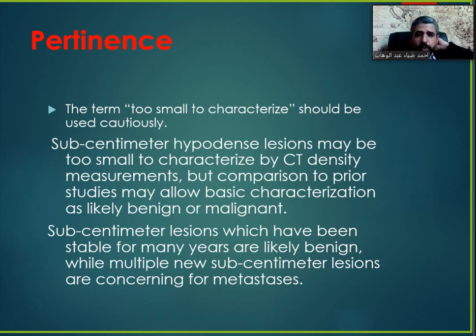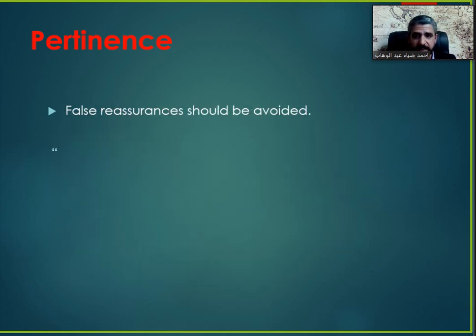The term "too small to characterize" should be used cautiously. Don't use it commonly. For example, sub-centimeter hypodense lesions may be too small to characterize by CT density measurement, but comparison to the previous study will show you whether the lesion is present or not. If it's present, the number is the same, less, or more. For example, sub-centimeter lesions which have been stable for many years are most likely benign, while multiple new subcentimetric lesions are more likely to be metastases. False reassurances should be avoided.